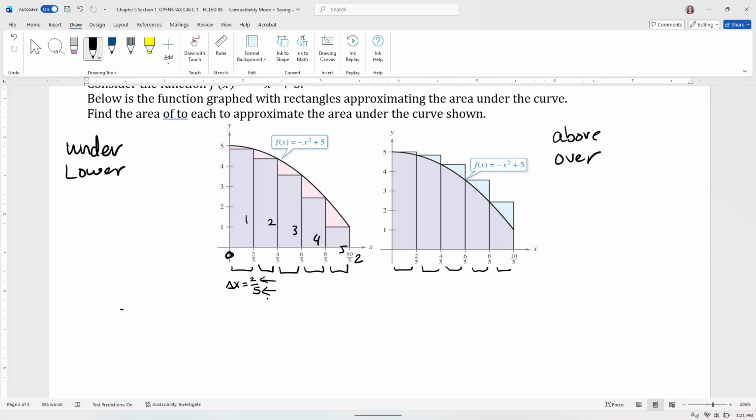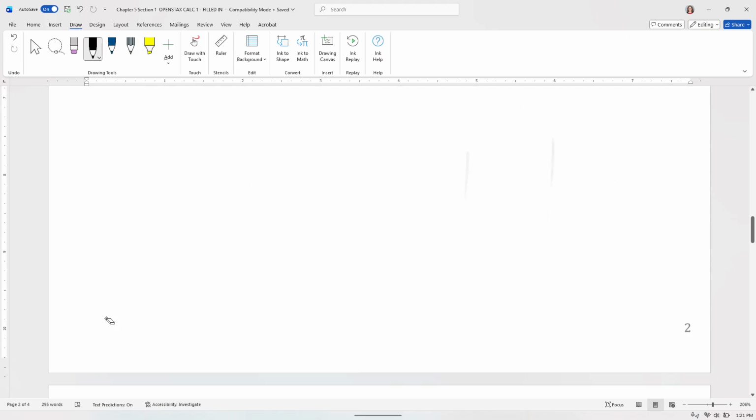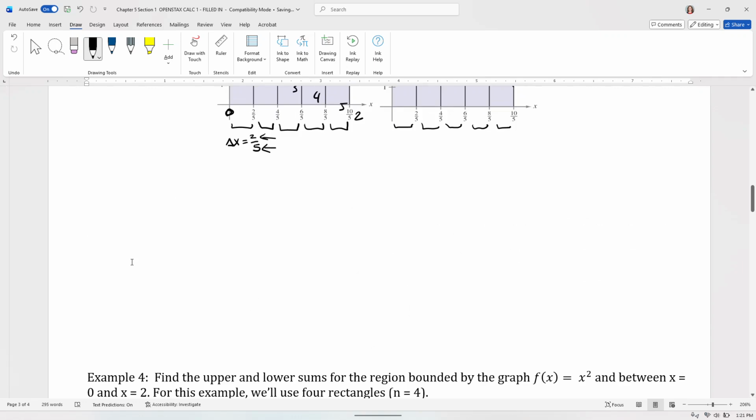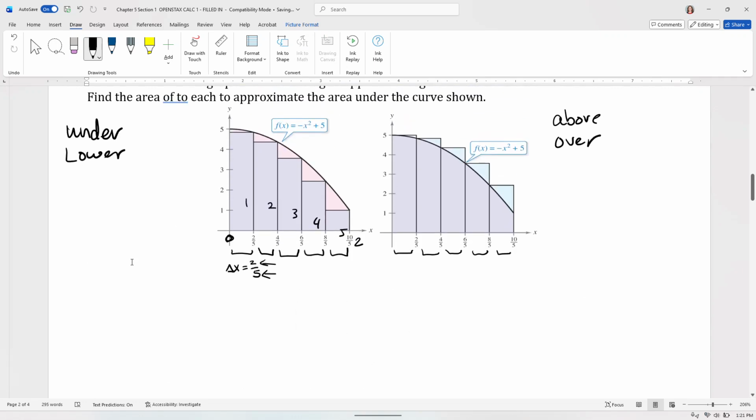Little sidebar comment: when we cut into a bunch of rectangles with equal width, we call it a regular partition. Anytime they use the word regular, it means that our delta x is consistent for all of the rectangles. All right, let's scroll back up. For my first rectangle here, think about where the height is coming from. The height is coming from the left corner. So for this particular one, it's going to be a left corner rectangle, so it's left-handed rectangles.